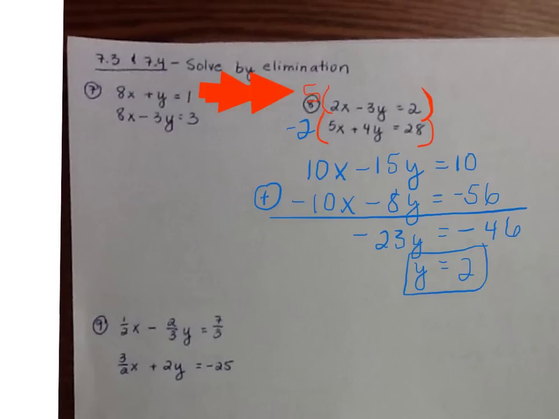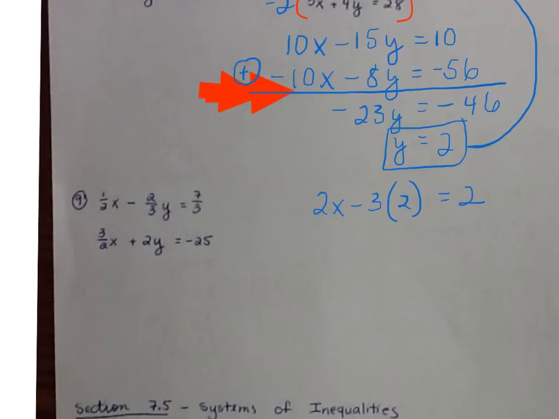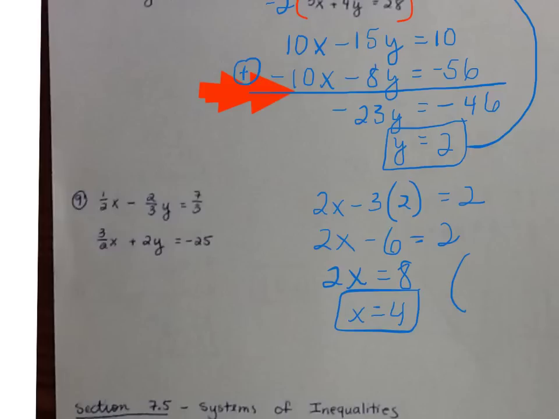Alright, and then with everything else, we got to make sure we plug it back in. I would say probably in the first equation, the numbers are a bit smaller, aren't they? So I'm going to write 2x minus 3, instead of y, I'm going to write a 2 now, equals 2. Okay, and then I'm going to continue working. 2x minus 6 equals 2. 2x equals 8. X equals 4. So my final answer as an ordered pair would be 4, 2.